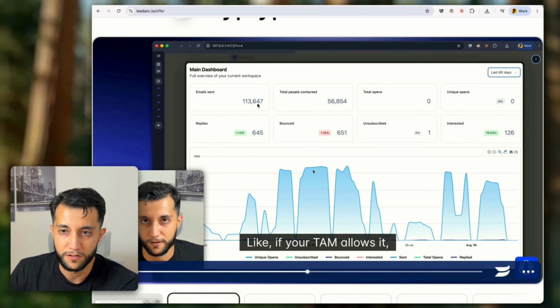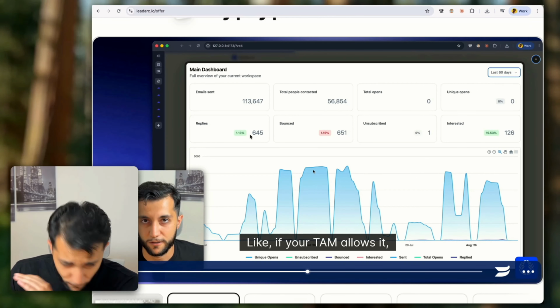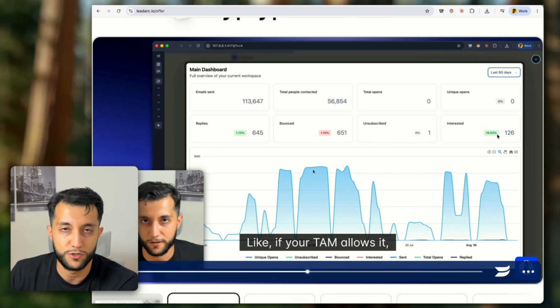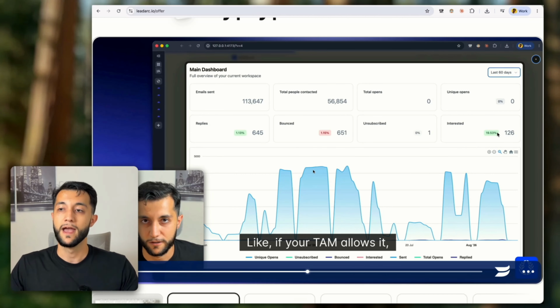113,000 emails sent in the last 60 days to 56,000 people. A 1.13% response rate, which is perfectly fine, and a 20% positive response rate, because the offer also evolved over time. And then there's another thing.